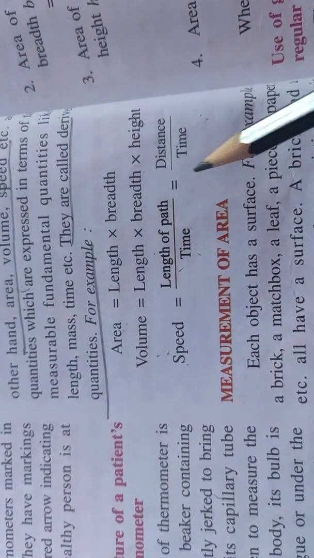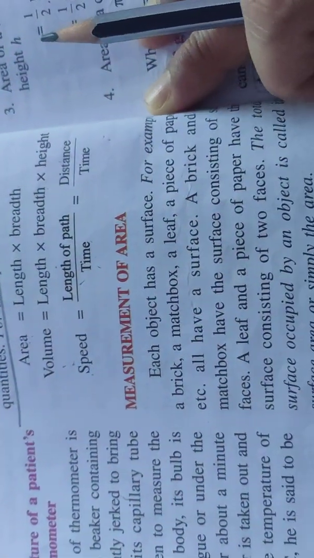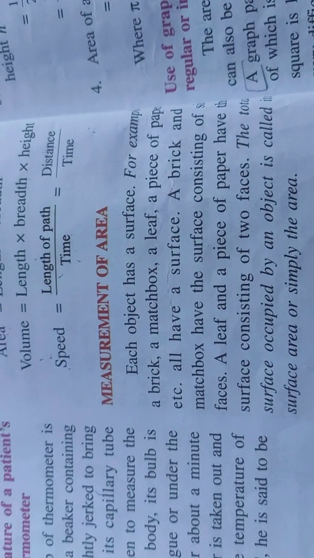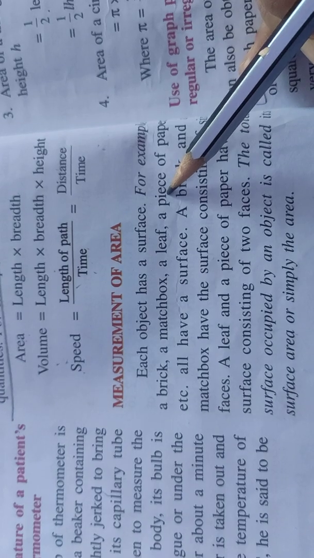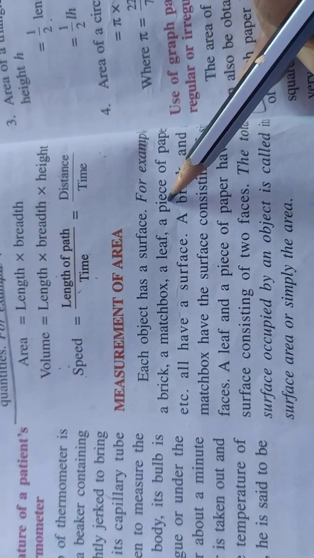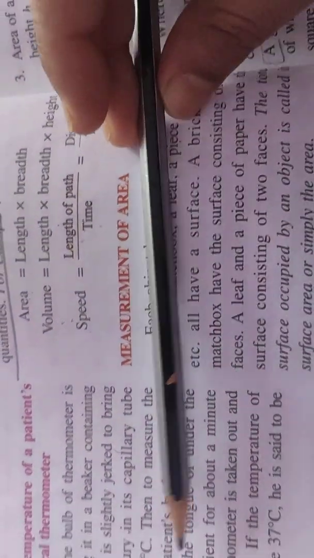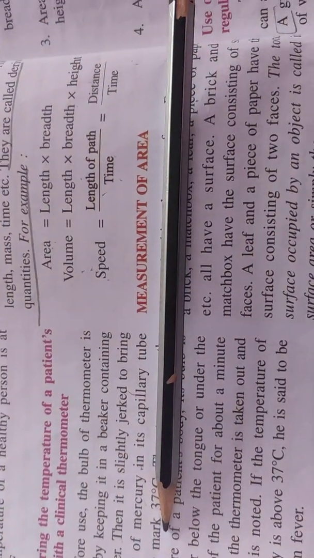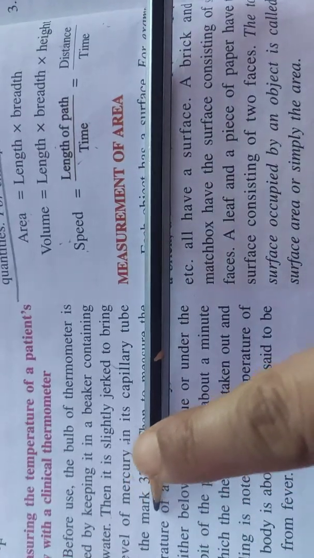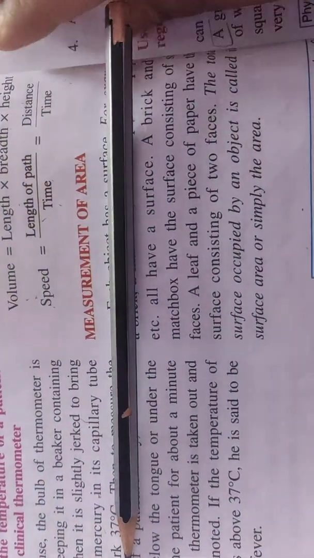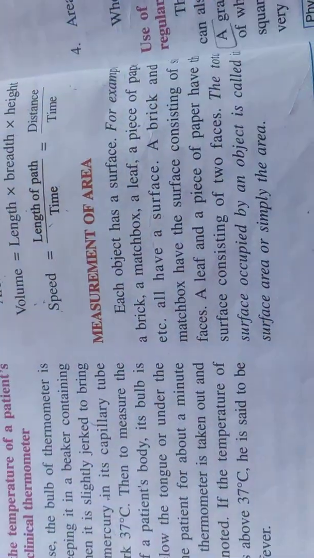ठीक है. Now next we have the last topic of this chapter, the measurement of area. So what is area actually? Area is the surface occupied by the object. Suppose I have this pencil over here. What is the surface area covered by this pencil? ठीक है, that is known as its area.